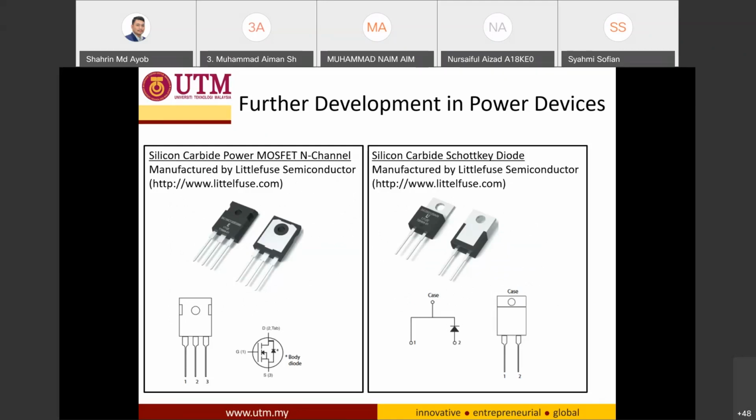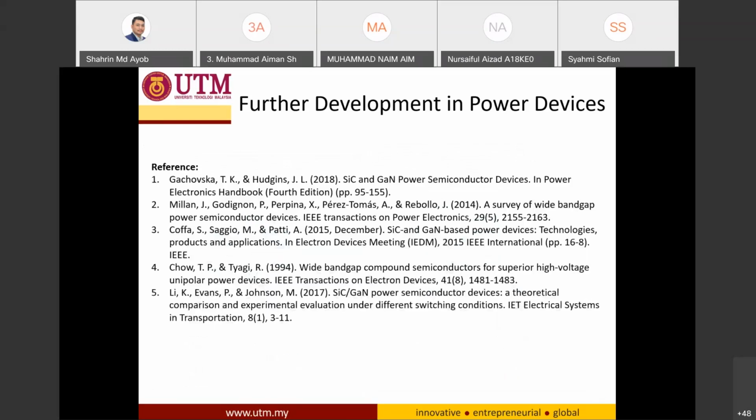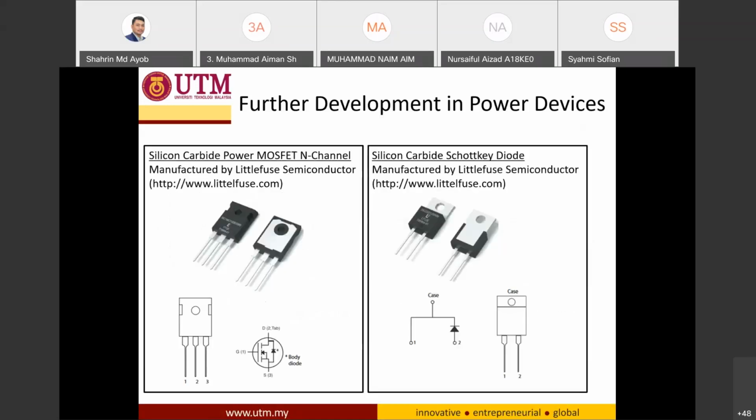Okay, I think that's all. So we have finished on this power device. Next week we'll go on to the next subtopic, still in chapter one, which I think maybe is on the snubbers and also the gate drive. Okay, so I think that's all.